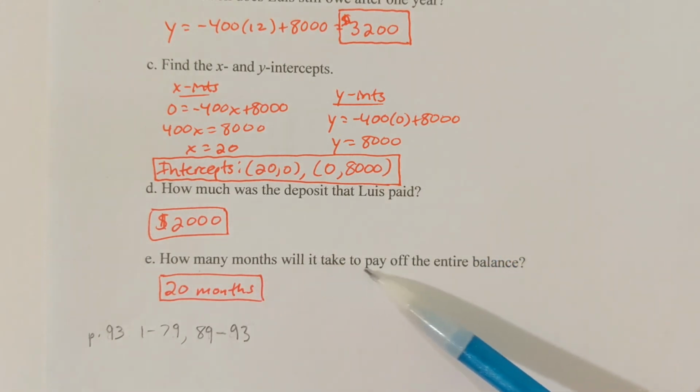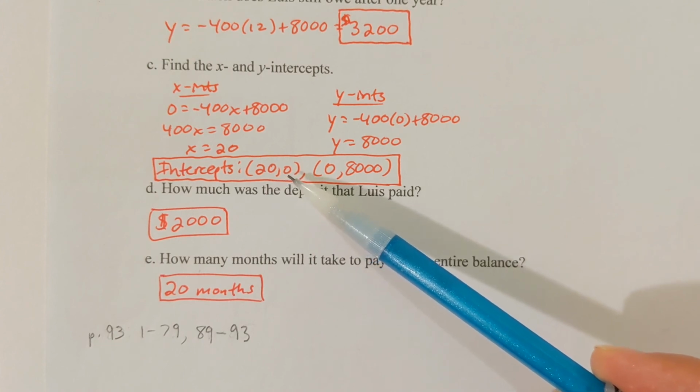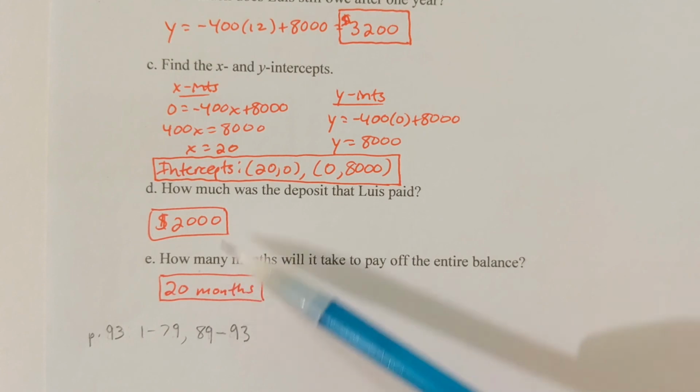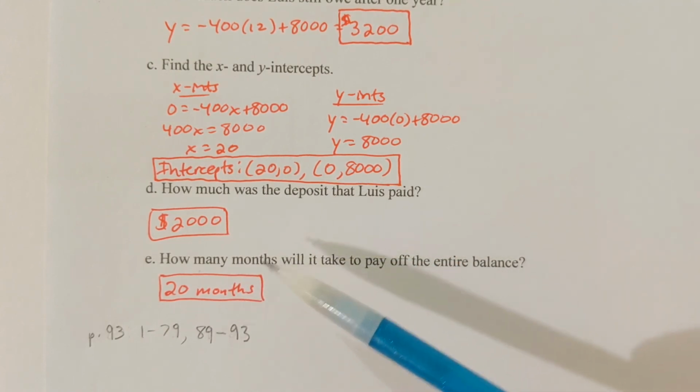How many months will it take to pay off the entire balance? 20 months to get to $0. Okay, so that's really kind of an interpretation of the x and y intercepts that we found there in part C.